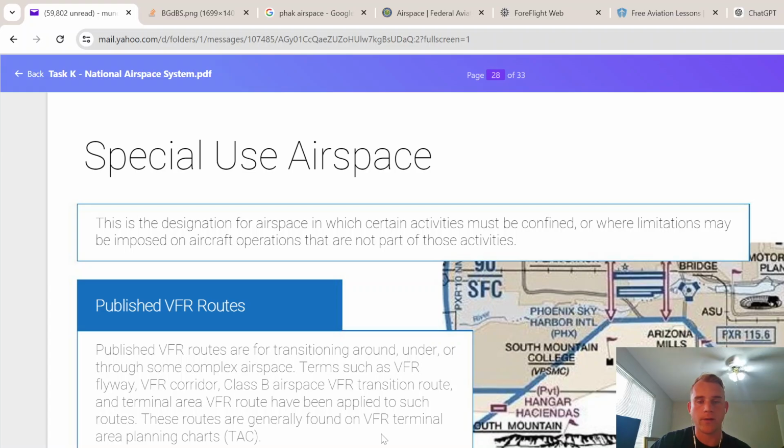Published VFR routes. I've never flown through one of these. I've hardly ever seen them because I'm not in any Class B airspace. But if I were to fly through it, I would tell you that it is a VFR, also known as flyaway corridor, transition route, terminal area VFR route.